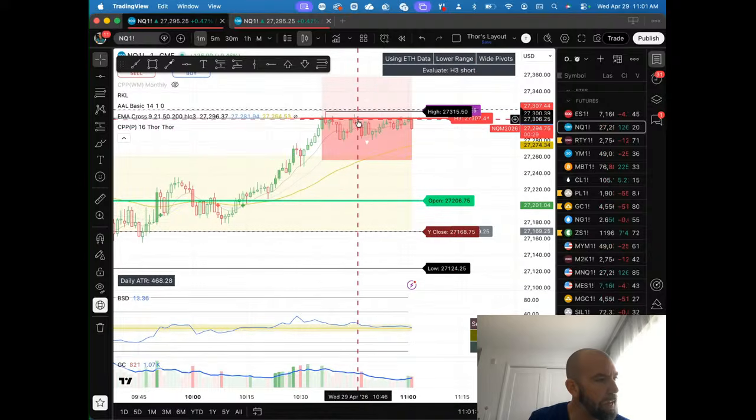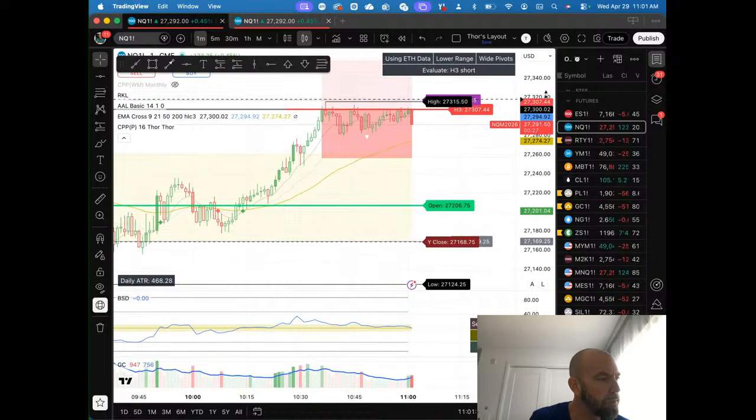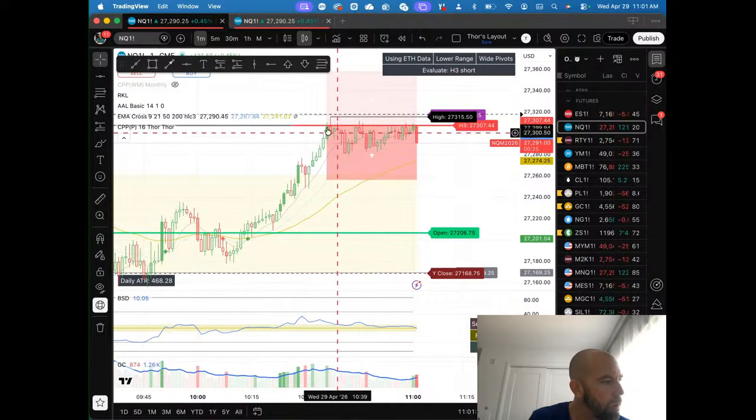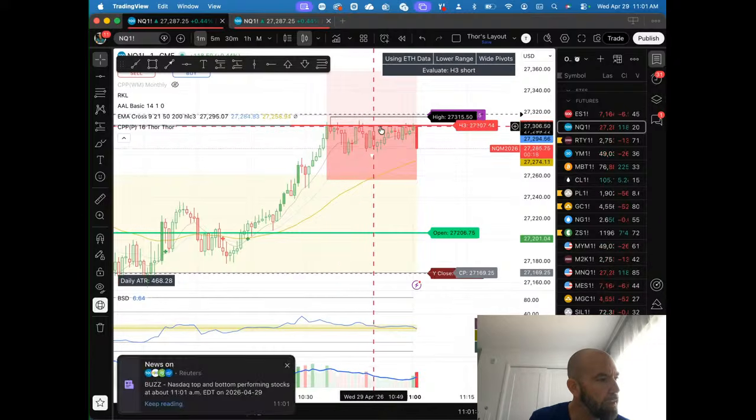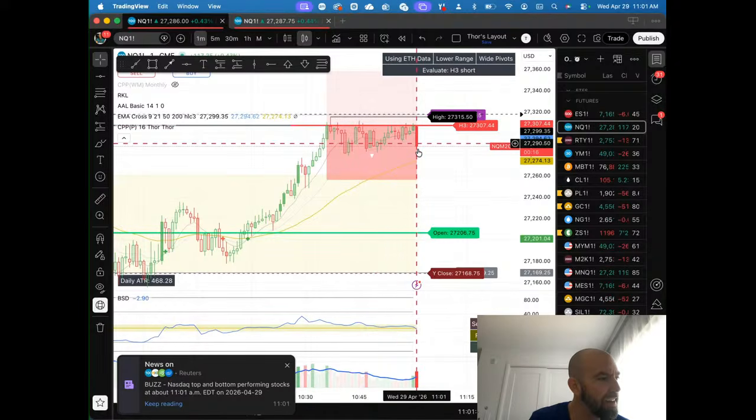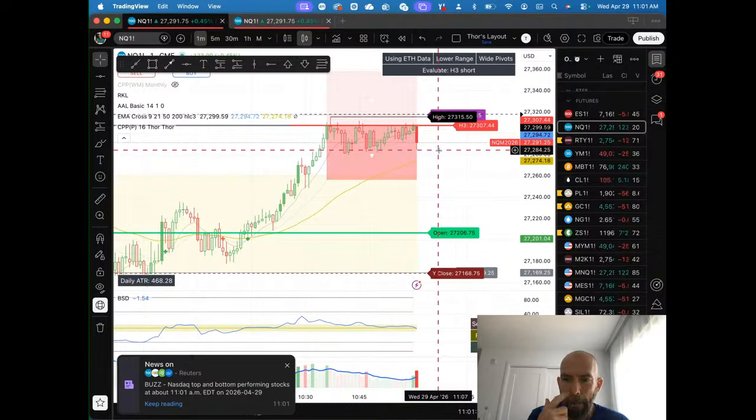Look how the cam seems to be insanely responsive right now. Look how we closed on the cam, then we wicked, but closed under it. It can never close a candle above the cam. Boom, look at the selling off of it. Yeah, there it is.